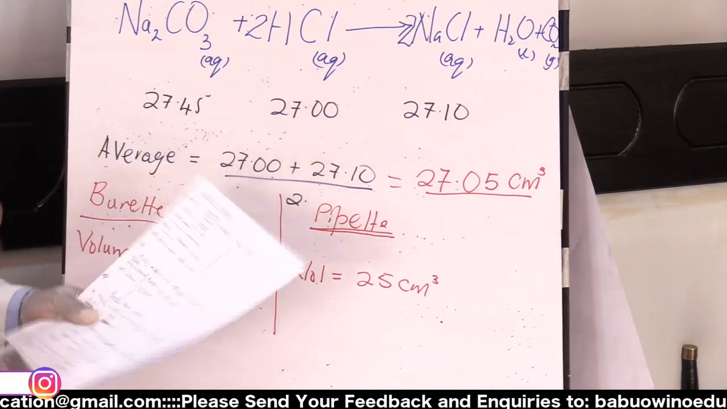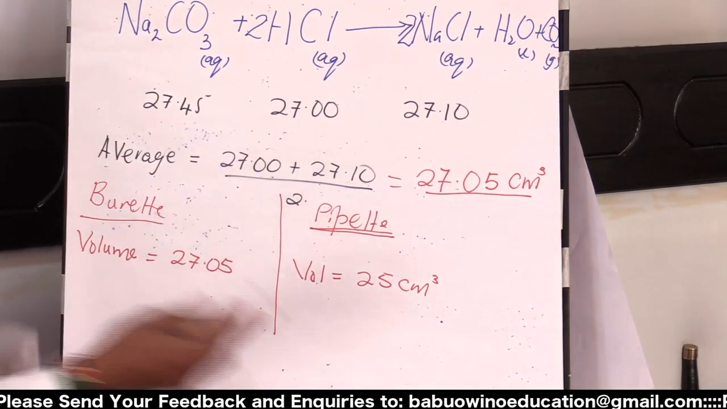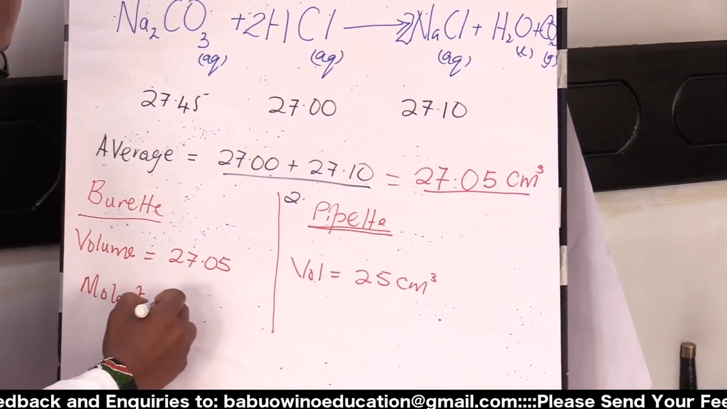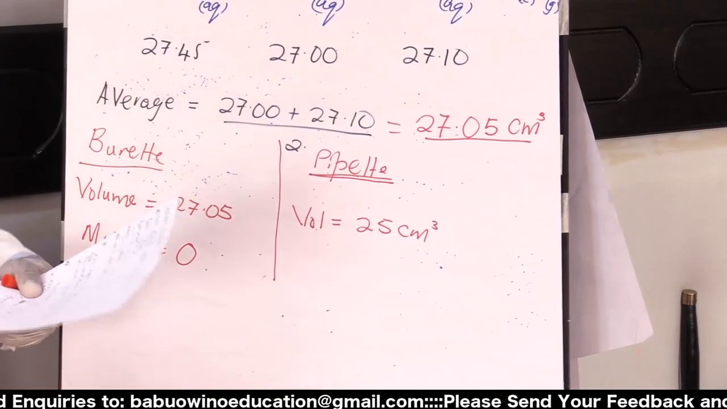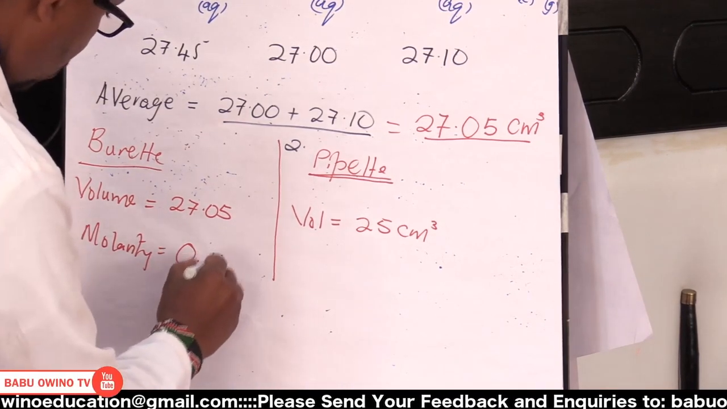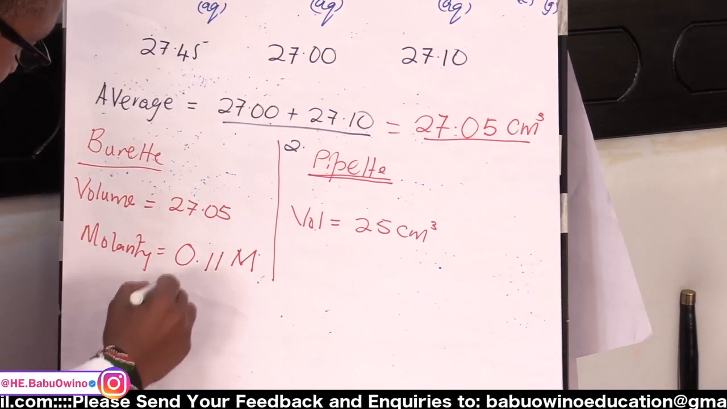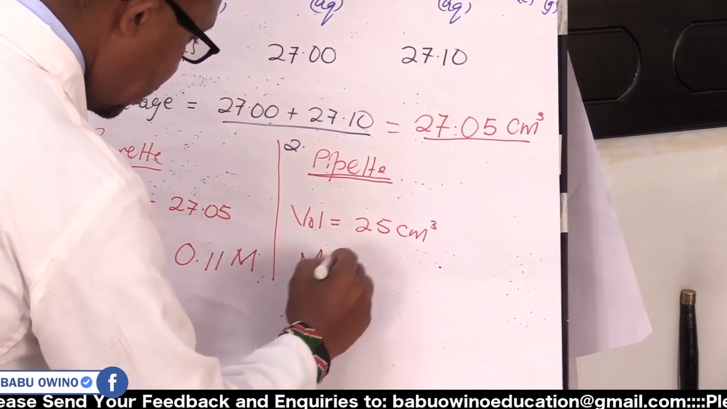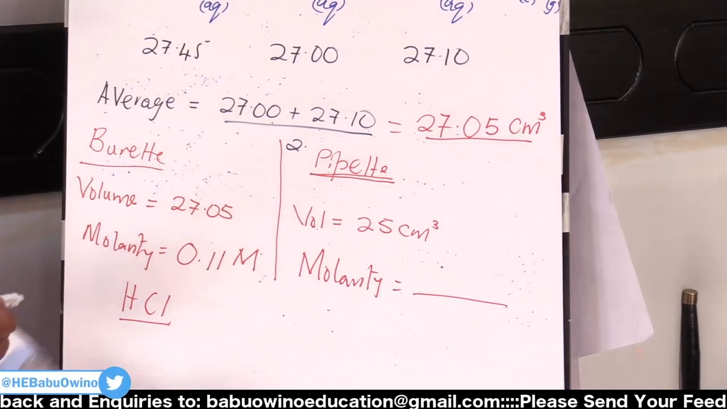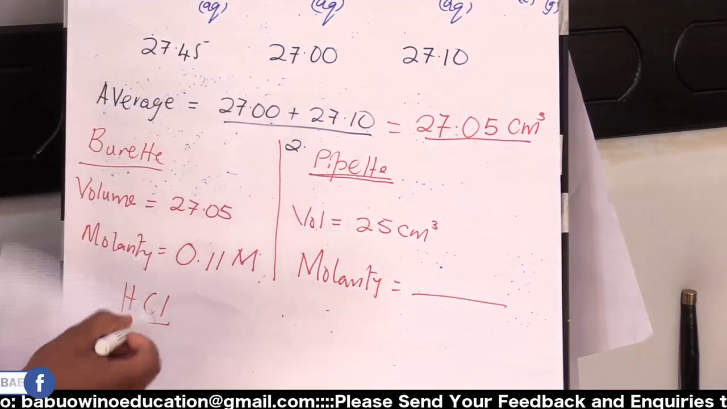What is remaining now is the mathematics and the question the examiner will ask you. For instance, in this case, if we knew the molarity here, let's say, in this case, the molarity for the acid was given as 0.11 molar. This was HCl. So the molarity here is what we don't have. Remember previously, we worked this out in different ways.